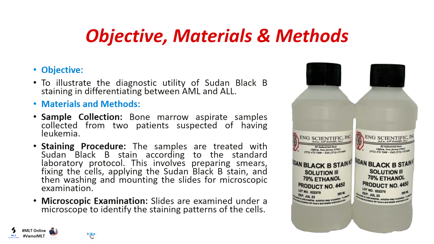Objective. To illustrate the diagnostic utility of Sudan black B staining in differentiating between AML and ALL. Materials and methods. Sample collection: bone marrow aspirate samples collected from 2 patients suspected of having leukemia. Staining procedure: the samples are treated with Sudan black B stain according to the standard laboratory protocol. This involves preparing smears, fixing the cells, applying the Sudan black B stain, and then washing and mounting the slides for microscopic examination. Microscopic examination: slides are examined under a microscope to identify the staining patterns of the cells.